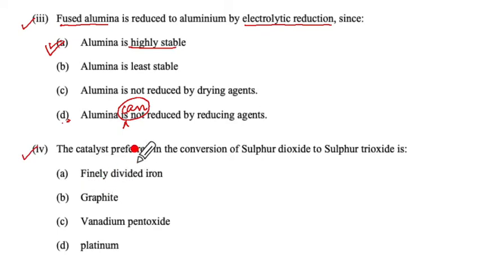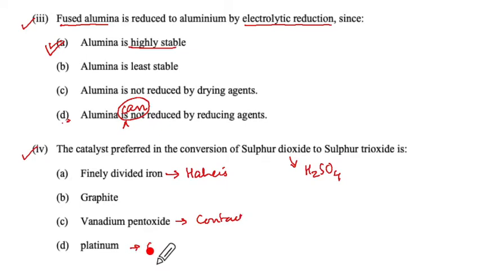Let us come to subpart 4. The catalyst preferred in the conversion of sulfur dioxide to sulfur trioxide. This is for the preparation of sulfuric acid. You must remember all the catalysts. Finely divided iron is for Haber's process. Vanadium pentoxide is for sulfuric acid, that is the contact process. And platinum is in Ostwald's process, where we take ammonia and catalytically oxidize it to form nitric oxide. So the correct option for the contact process is C.